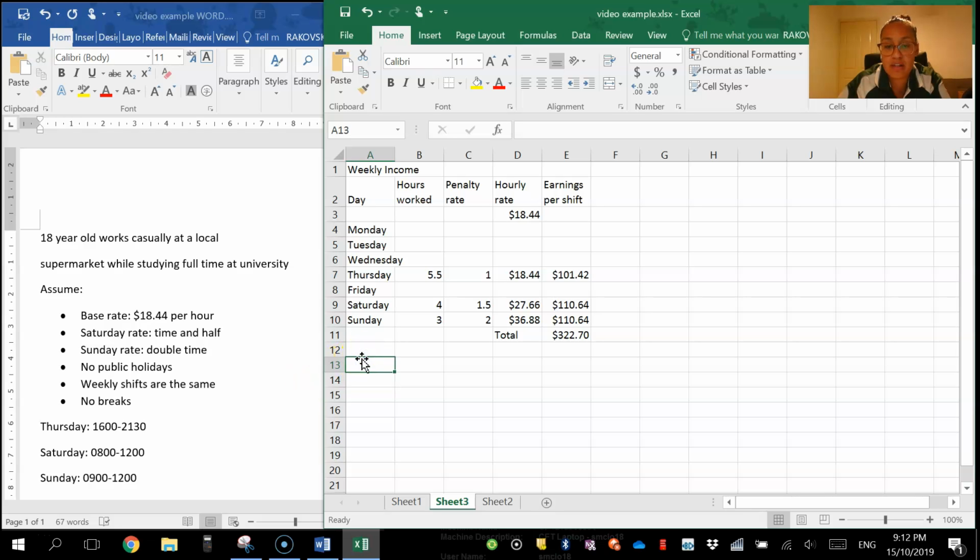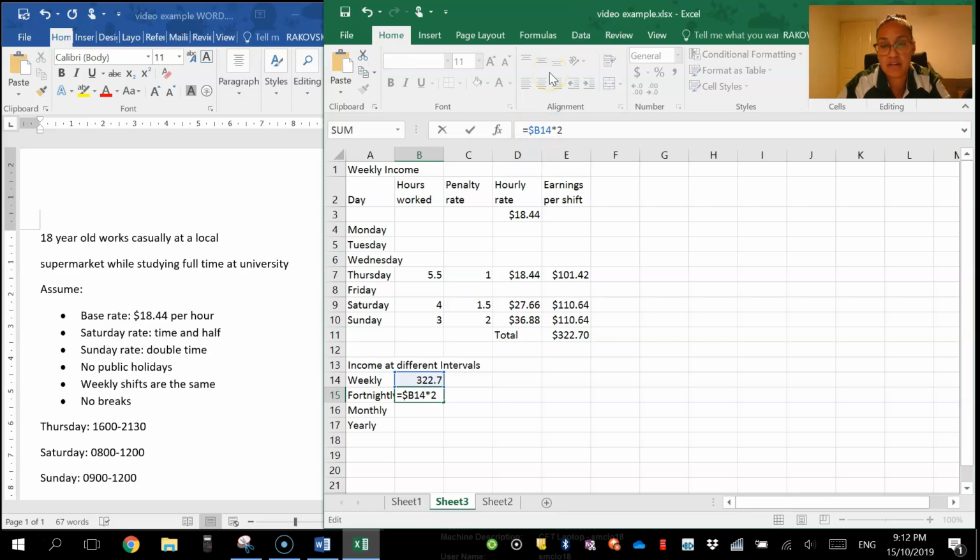So what we can do then is look at income at different intervals. I'll have my weekly, fortnightly, monthly, and yearly. So what we do is take the value, so I'm just going to do equals 322.7. And for my fortnightly, equals B14 times 2. And again, changing that so it's static. I'm going to drag that down for a moment, and I'm going to update these.